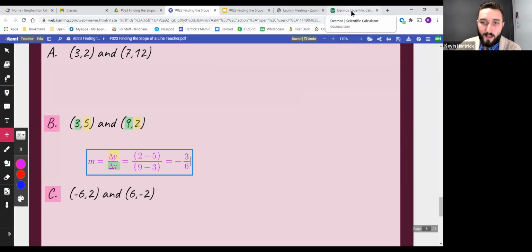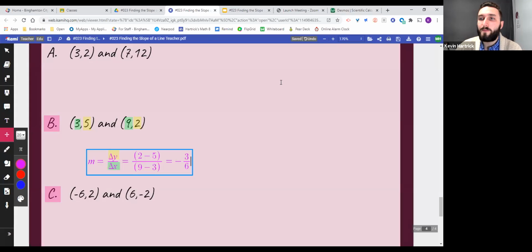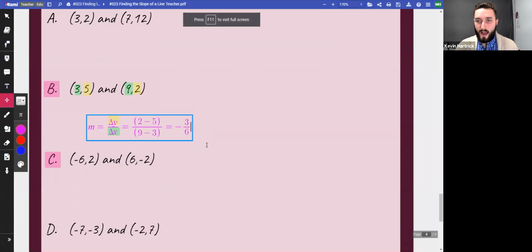Well, I can go right to my Desmos calculator, put in the fraction, and see if it reduces it for me. So I'm going to put in this fraction, negative 3 over 6. Okay. I get this decimal, and remember we just clicked this button that says convert to fraction, and yes, it has simplified it for us. Okay, it has reduced. It's now negative 1/2.